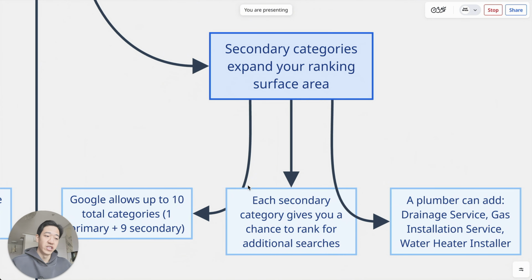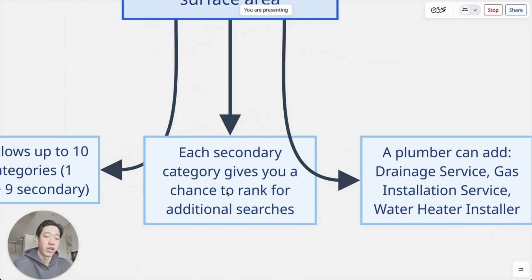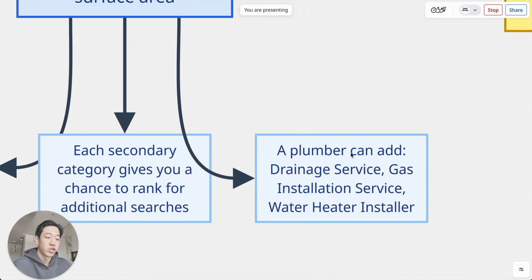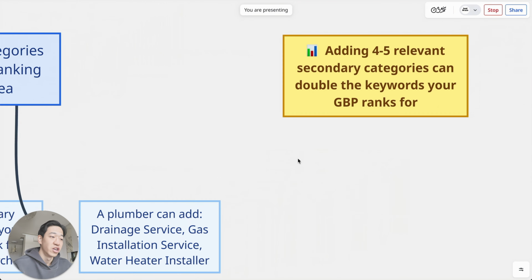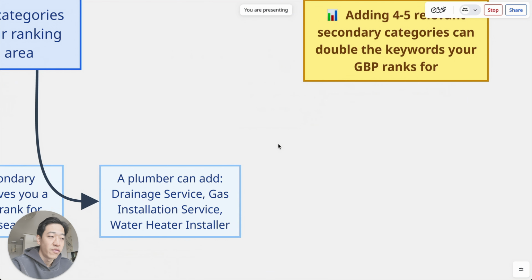Next, secondary categories expand your ranking service area. They allow up to 10 total categories, 1 primary and 9 secondary, and each secondary category gives you a chance to rank for additional searches. So a plumber might add drainage service, gas installation service, water heater installation, and adding 4 to 5 secondary categories can double the keywords your Google Business Profile actually ranks for.